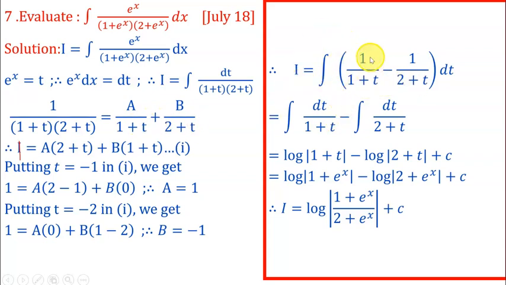I is equal to integral, where the value of A is 1 and B is minus 1. Integration of this is very simple. That is log of mod of 1 plus t minus log of mod of 2 plus t, plus c. Resubstitute the value of t, which is e raised to x. Now log of m minus log of n means log of m upon n. Therefore I is equal to log of mod of (1 plus e raised to x) upon (2 plus e raised to x), plus c. And this is the answer.